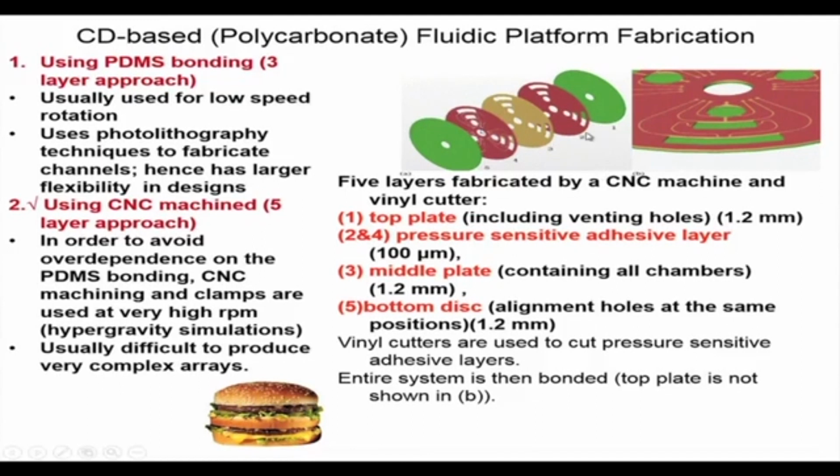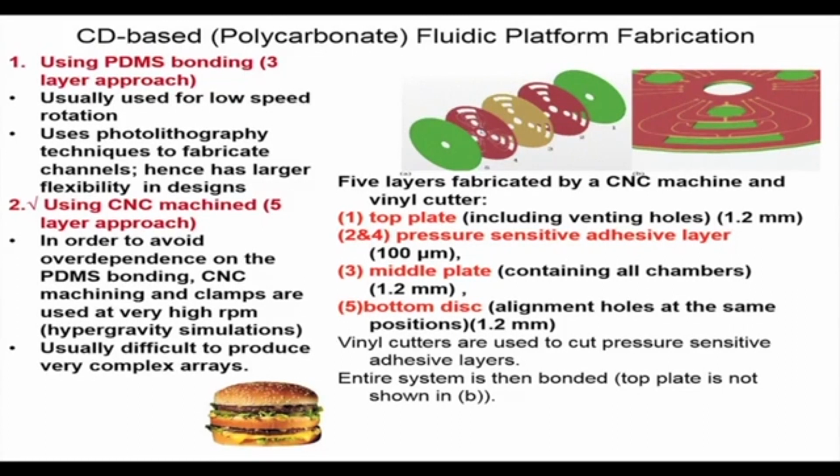2 and 4 are pressure sensitive adhesive layers of 100 micron dimension, and typically you can use vinyl cutters, which are like cutting plotters, to cut microchannels on this pressure sensitive adhesive layer. So those are the layers on which microchannels are cut.